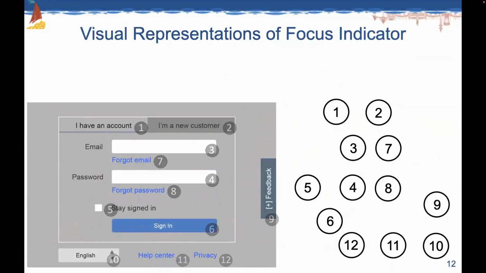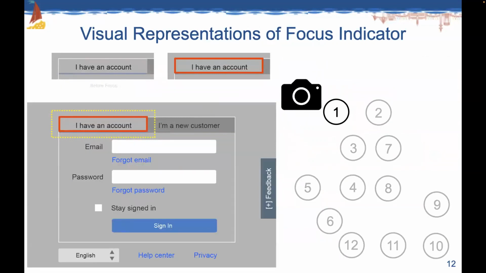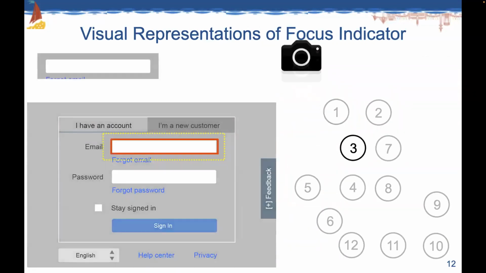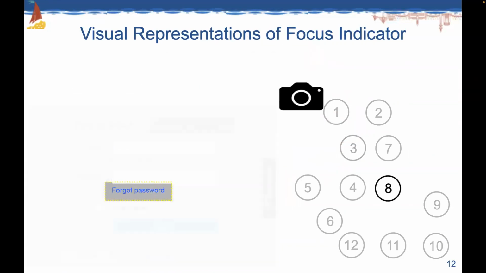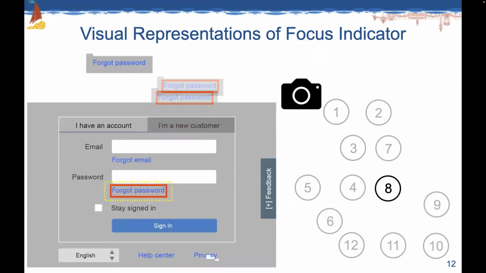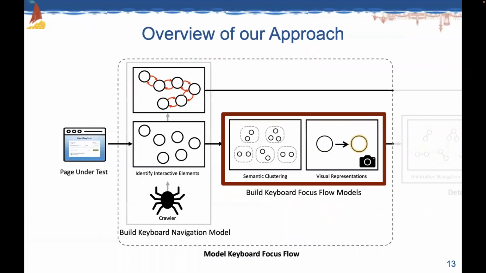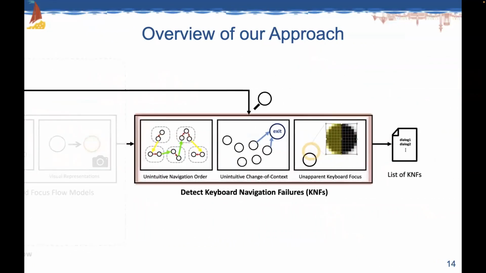Each node contains the visual representations of an element. This is done by capturing screenshots of the element both before and after it is set to focus to represent the exact way the focus would change and appear to a keyboard user during navigation. Once the models are constructed, the approach analyzes them to detect KNFs.